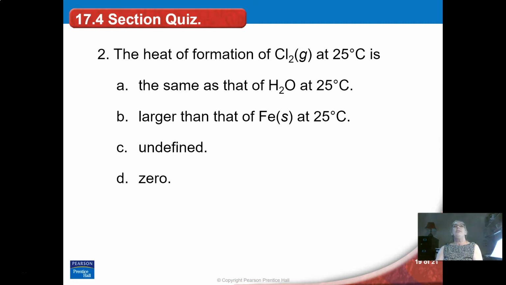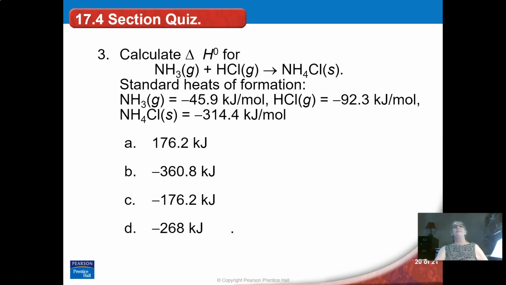Okay, heat of formation for chlorine gas at 25 degrees is... figure out what you think the answer is. So this is chlorine gas, so this is kind of a confusing one because anything diatomic is always 0. You're going to see that on charts. When you see things that are diatomic, they're going to have a heat of formation of 0. So this one you're going to have to pause me and try so that you can figure this one out.